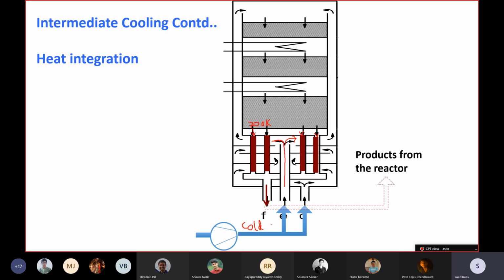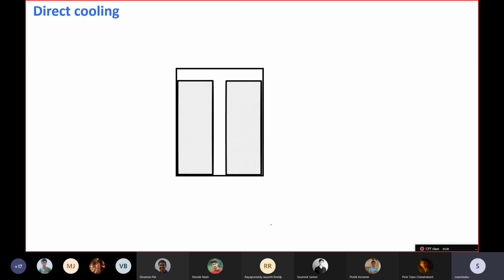This is one way. Intermediate cooling is one way. Is there any other way we can cool the reactants in the reactor? That is direct cooling. Direct cooling is possible if the reactants can be quenched by some other means. Let's see the typical direct cooling technique used here, then I will give you some general conditions.